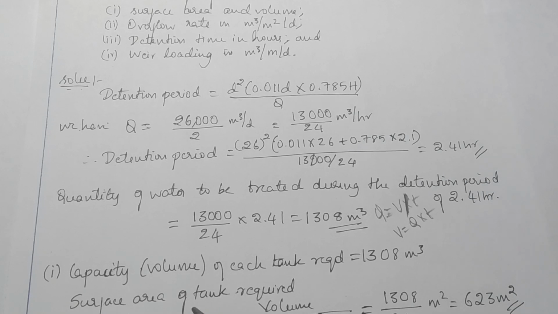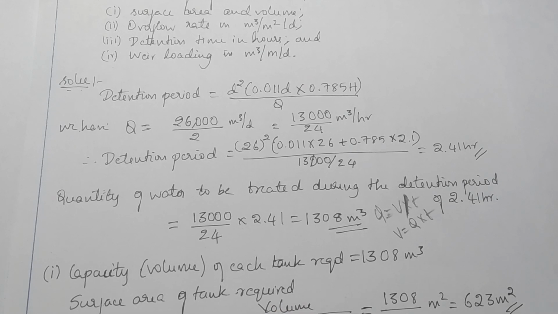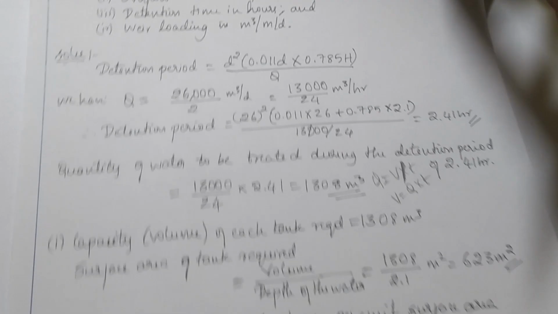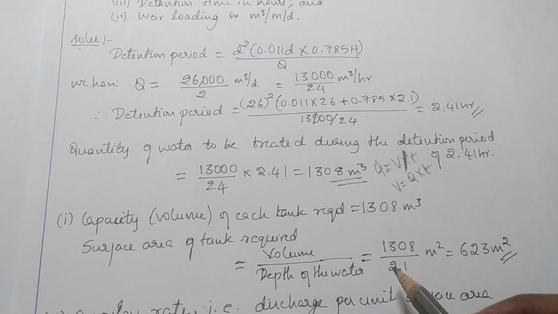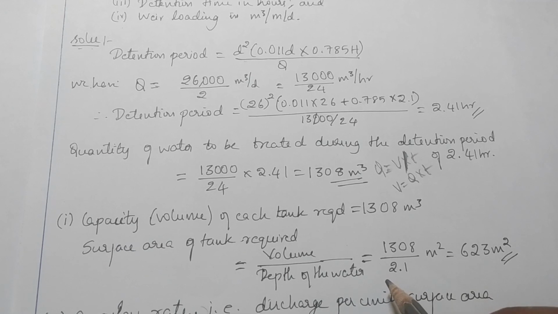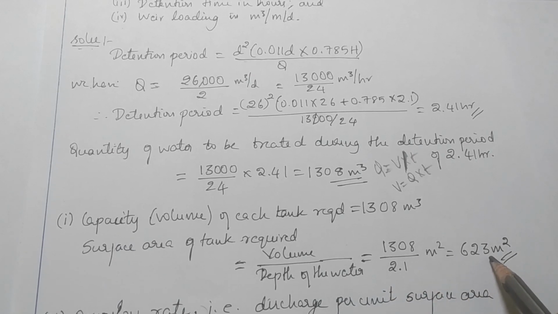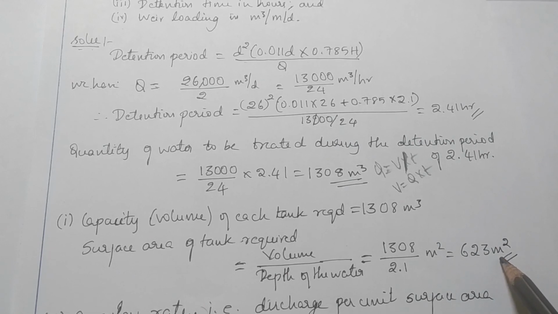In order to find the surface area of the tank, this volume should be divided by the side depth, that is 2.1 meter, then you will get the surface area. It's nothing but a cylinder, considering the volume as a cylinder. So this volume will be divided by the side depth, then you will obtain the surface area of the tank as 623 meters square.